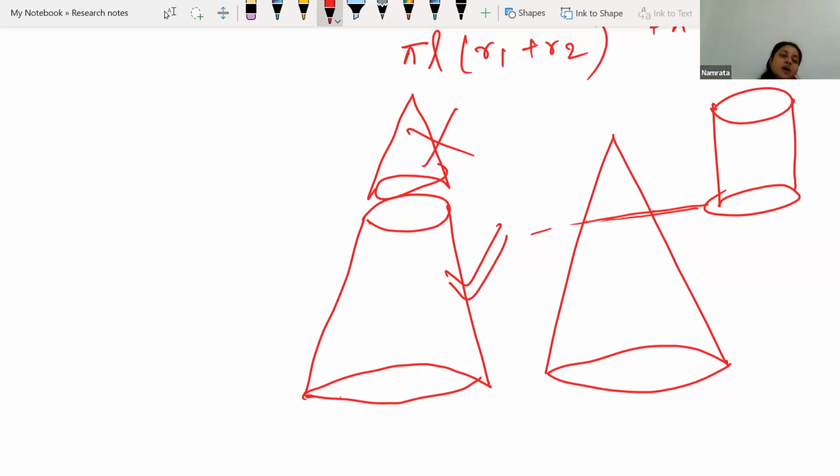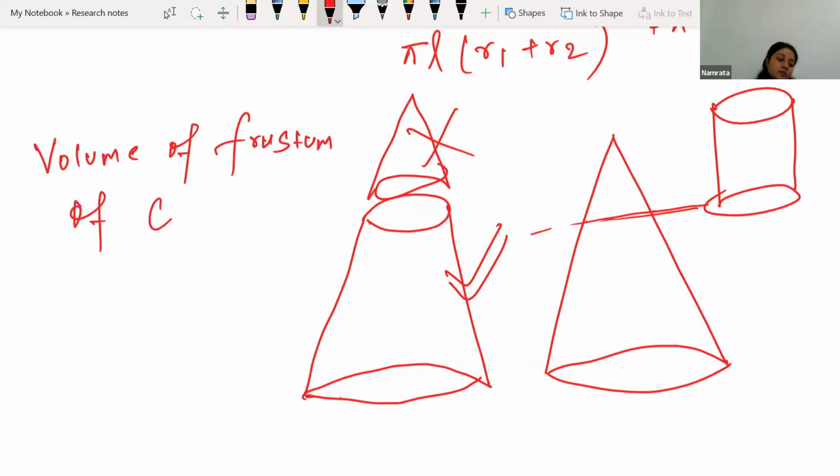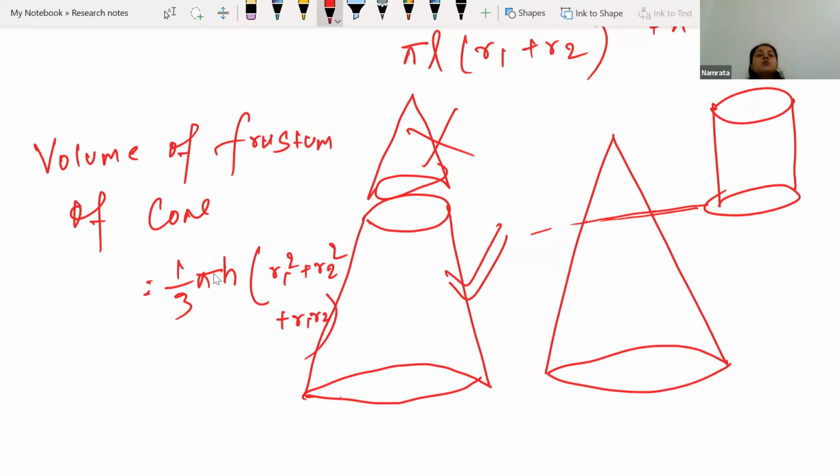Let me write the formula. Volume of frustum of a cone is 1 by 3 pi. For cone, it was 1 by 3 pi r square h. Here also we are having the same formula, but since we are having two radiuses, there is a slight change in formula, that is r1 square plus r2 square plus r1 times r2. This is the formula for volume of frustum of a cone.